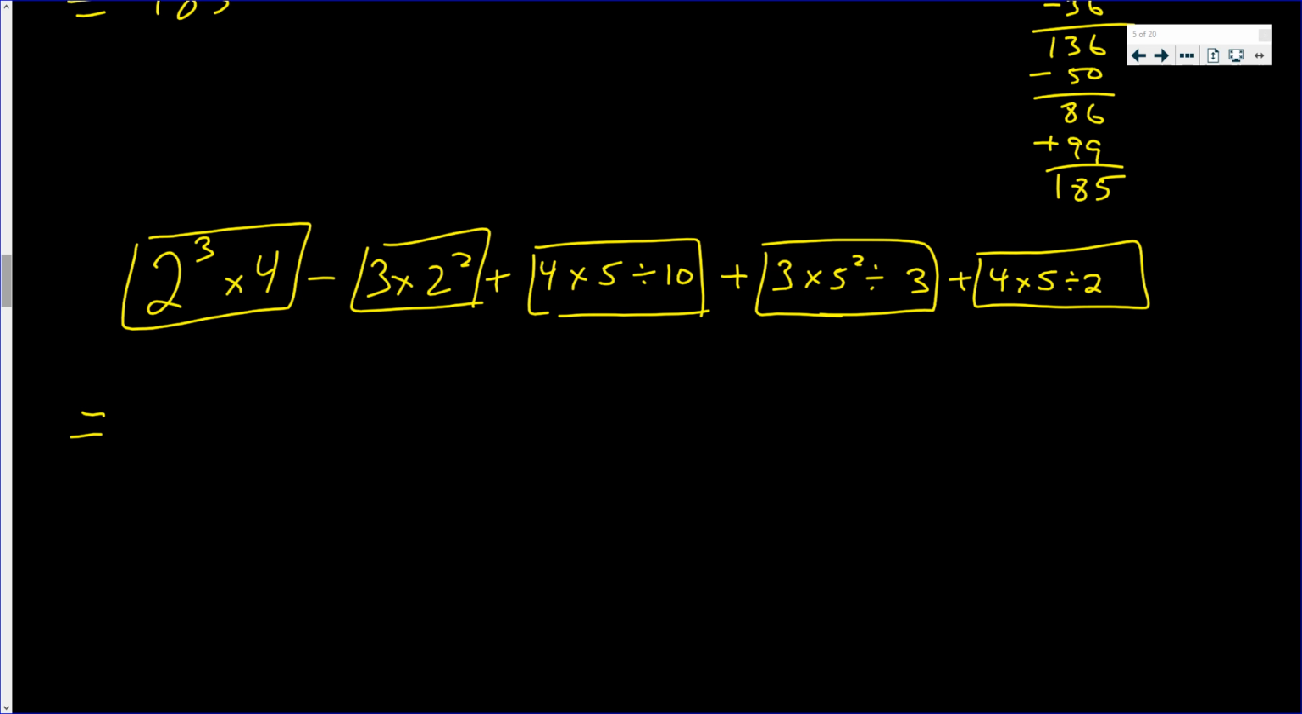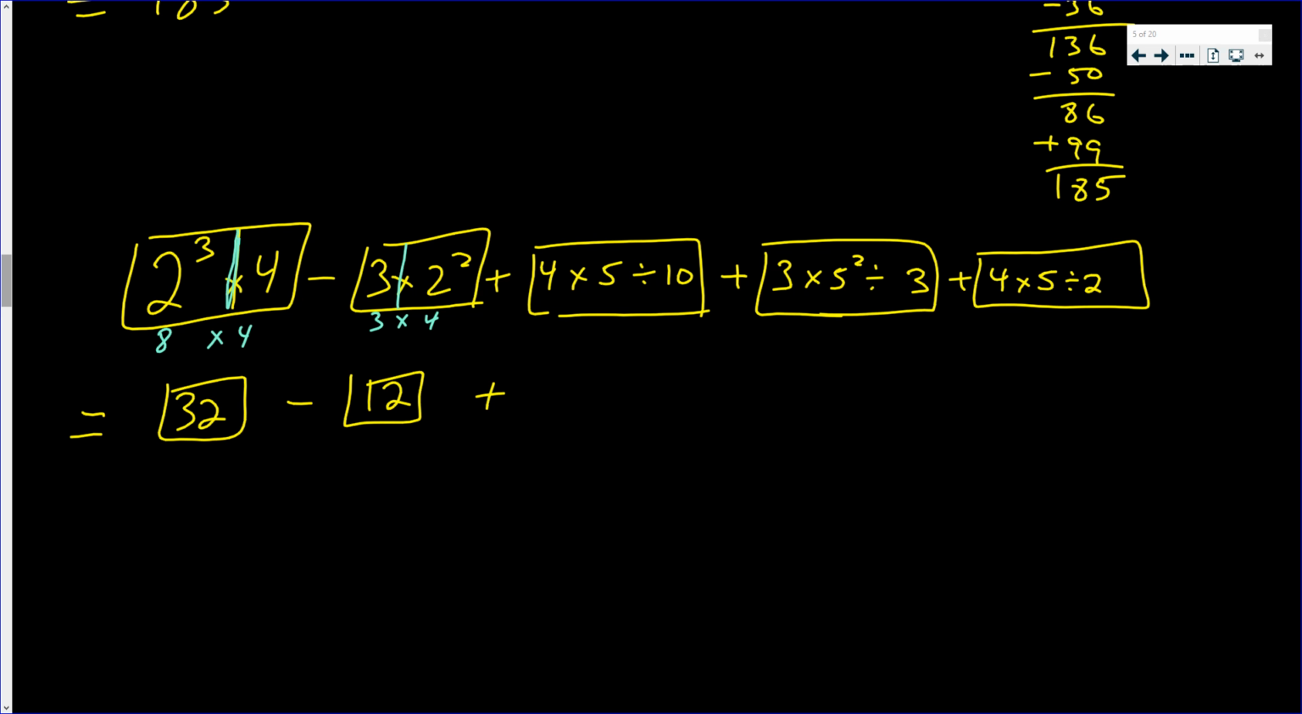It is 2 cubed times 4. 2 cubed is 8. 4 is 4. 8 times 4, 32. It is 3 times 2 squared. 3 is 3. 2 squared is 4. 3 times 4, sorry, 12.